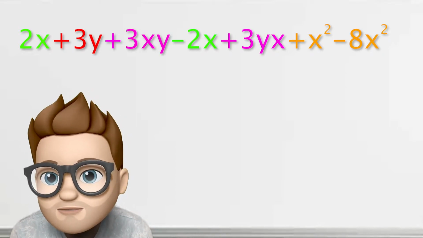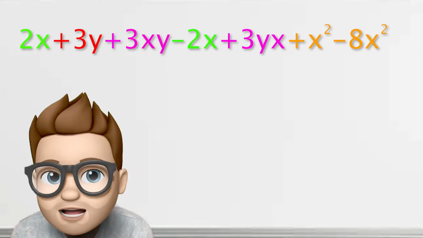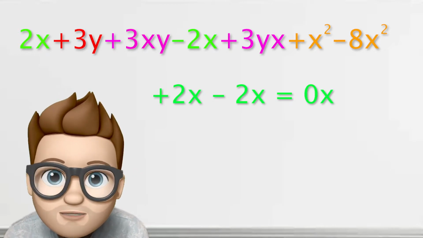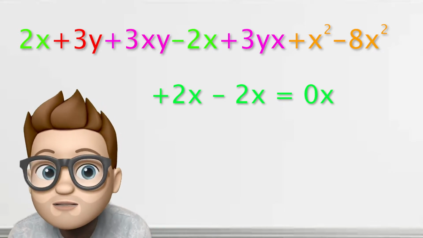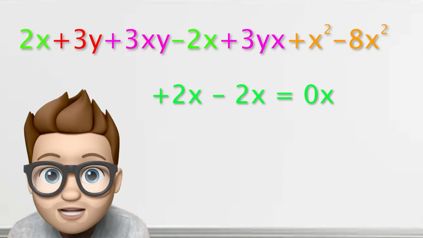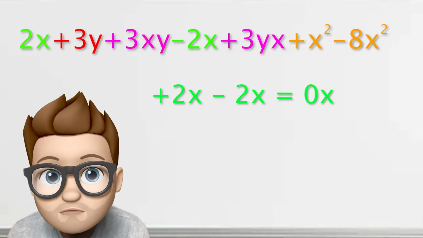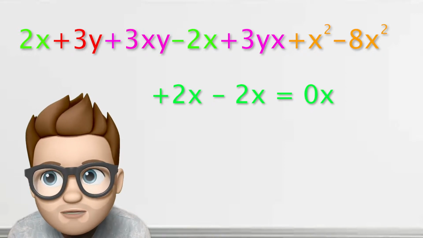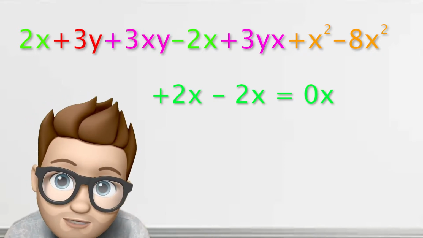First terms that are like terms, we got 2x and we have negative 2x. So that's a group of like terms. We can add those two together. And what do we get if we add those together? Well, if I have $2 and I spend $2, how much you got left? Nothing. So 0. It's gone. Poof. Vanished. Money.